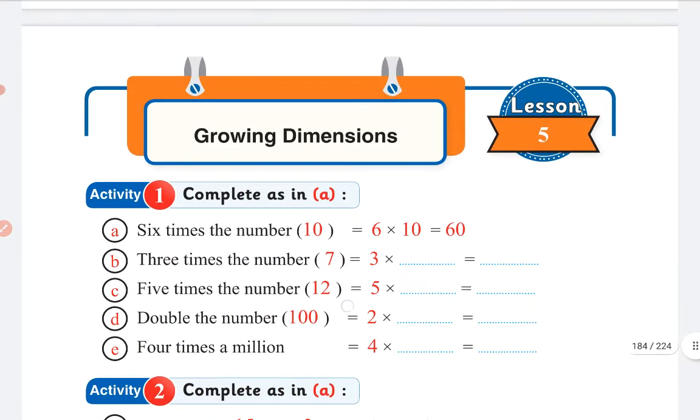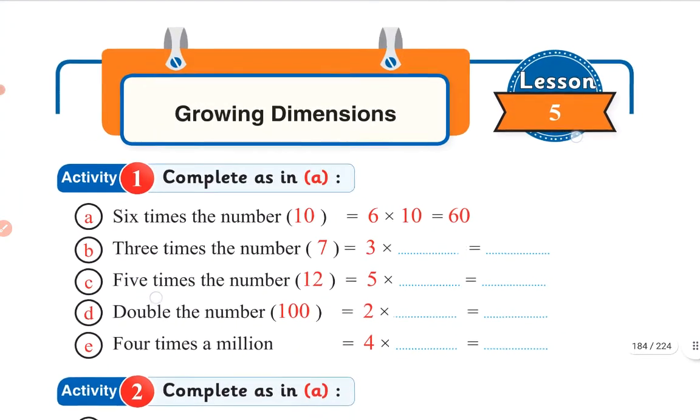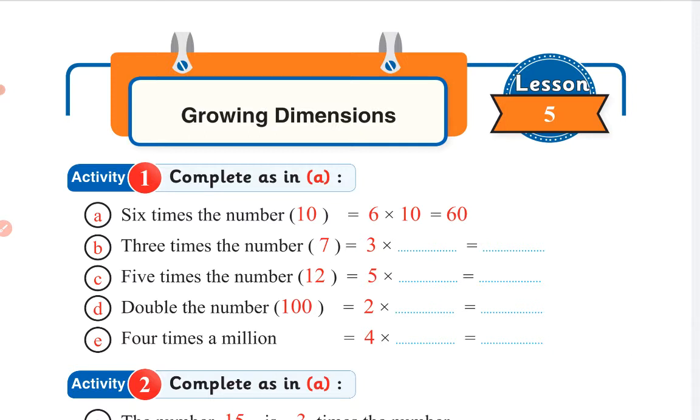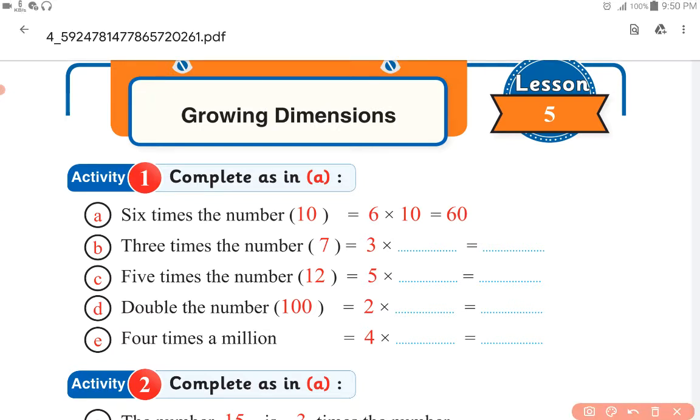السؤال الأول بتاعنا بيقول لي complete as in A. 6 times the number 10. 10 أضعاف number 10 معناها 6 times 10. 6 times 10 equals 60. Then 3 times number 7. It means 3 times 7. It will be 21. لازم نكون هنا فاكرين multiplication table كويس.